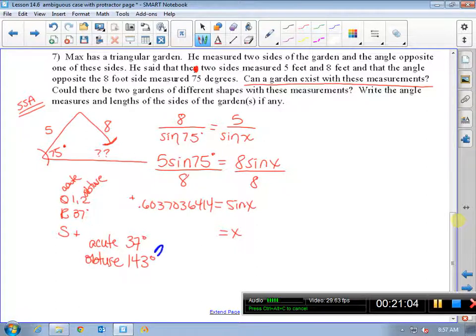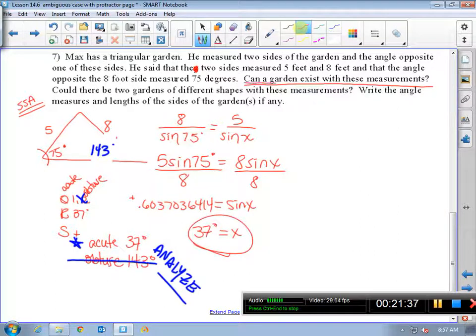Now analyze. Are they both good? Up here, could this angle be 37 degrees? And yes, indeed, we come out way under 180. Could this angle be 143 degrees? And that's over 180, so we are rejecting the obtuse answer. No good in quadrant 2 here. So we're going to say our angle, and I rounded these to the degrees this time, is 37 degrees. So can a garden exist with these measurements? Yes.